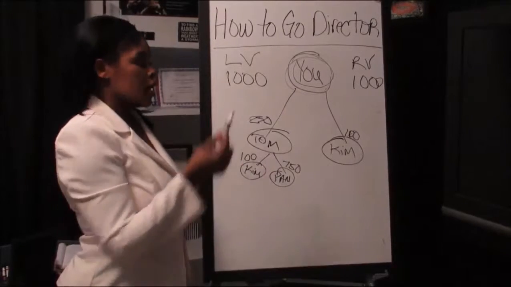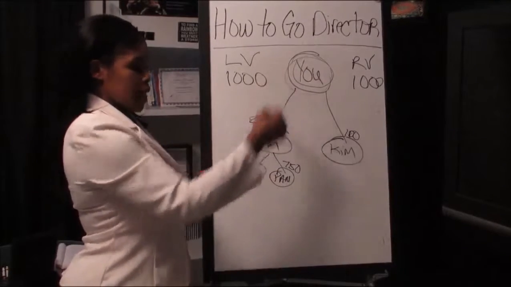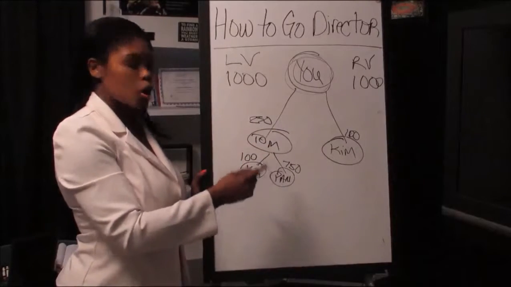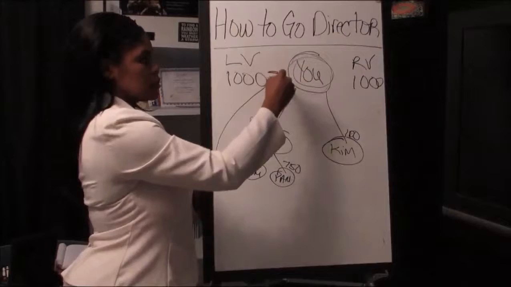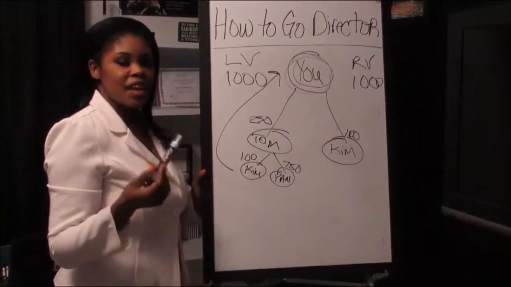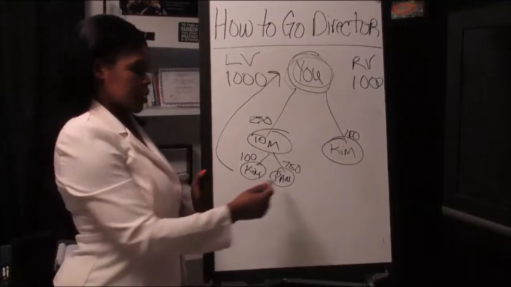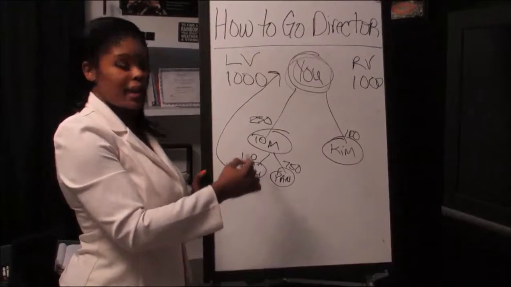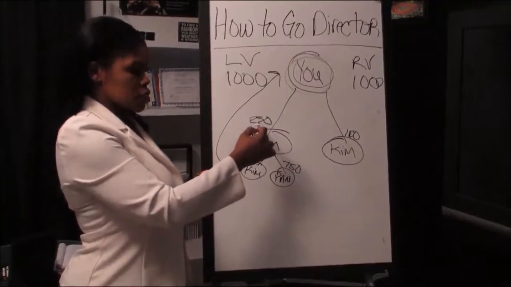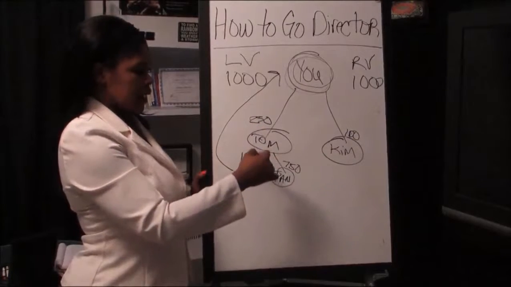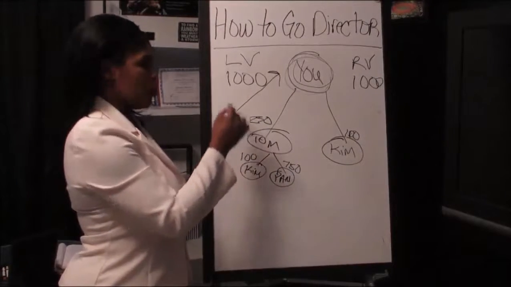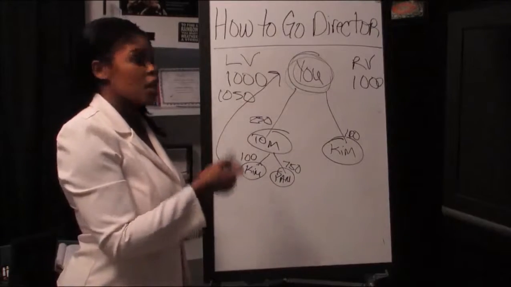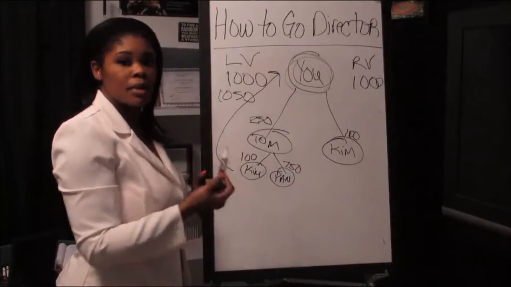So now all of this volume that is under you, which is Tom and his 2 people, are going to all go up to yourself. And this is how you're going to generate your volume. Pam, 750 plus another 100, that's already 850 points, plus the 250, that is 1,050 points. So just that easy, you already have your left volume to become a director.